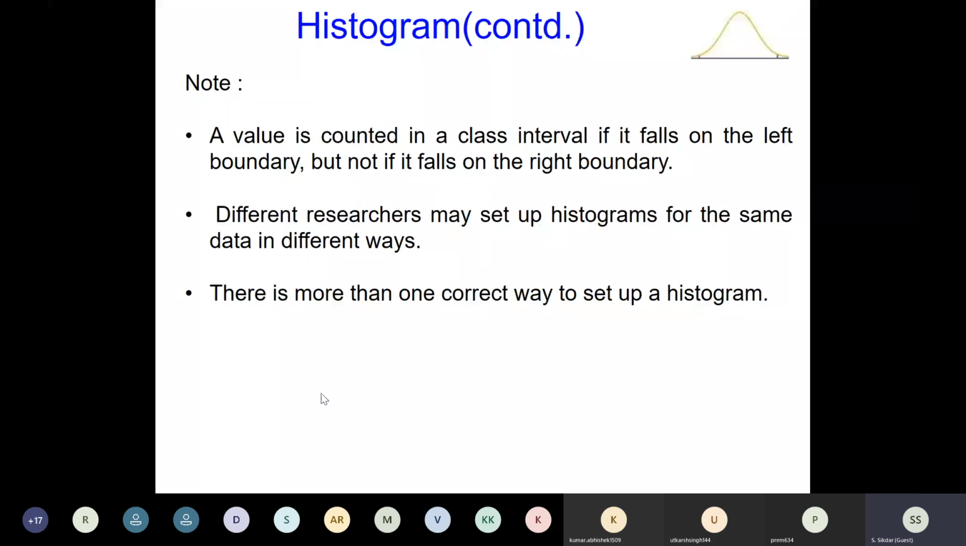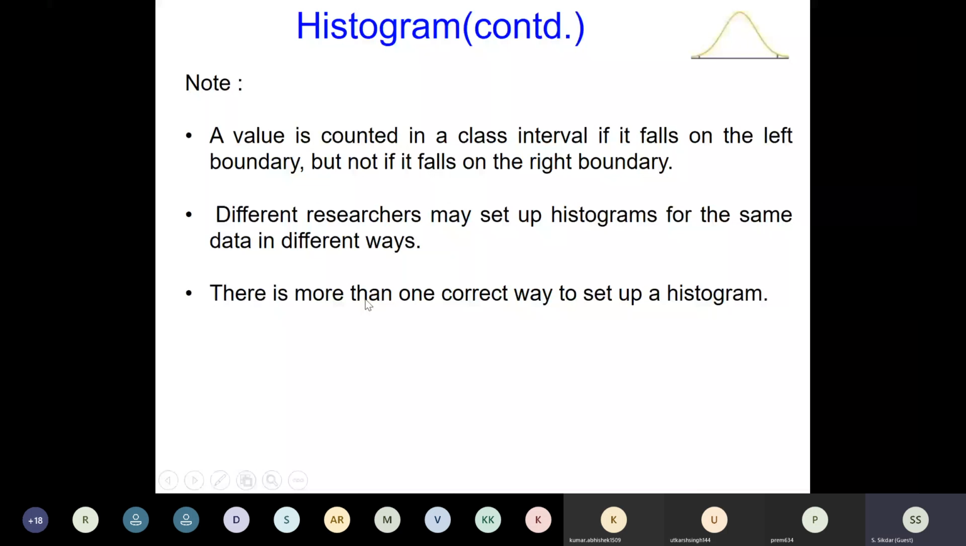It has to be mentioned that there is more than one correct way to set up a histogram. Maybe you choose your lower cut point as something, I can choose something else, and if you take the interval of each class different than me, it still gives some idea. Okay, a value is counted in a class interval if it falls on the left boundary, but not if it falls on the right boundary.